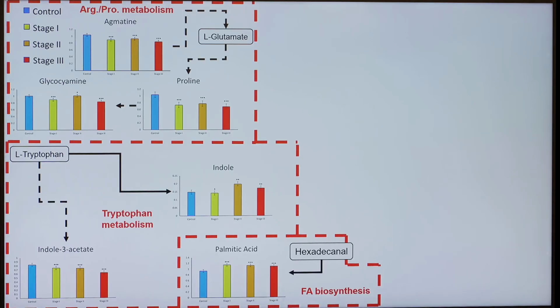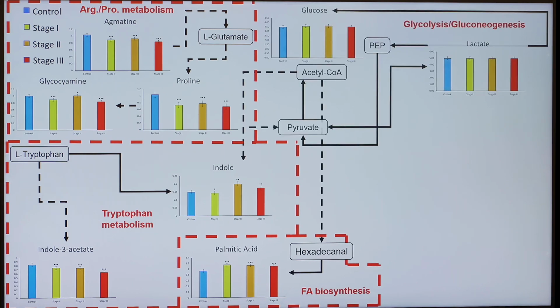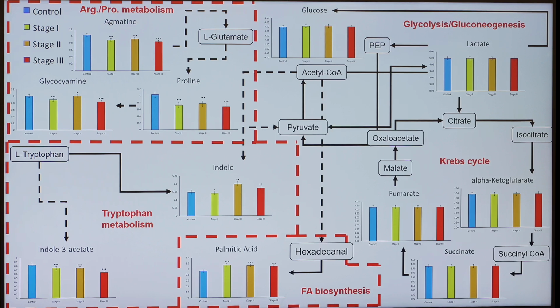For fatty acid biosynthesis, between the stages, we only had significance in palmitic acid. So this is our fatty acid biosynthesis. And we also see central carbon metabolism represented here, glycolysis and gluconeogenesis. No differences in lactate, no differences in glucose. Krebs cycle, same thing. No differences in alpha-ketoglutarate, succinate, or fumarate. So we're able to map these.